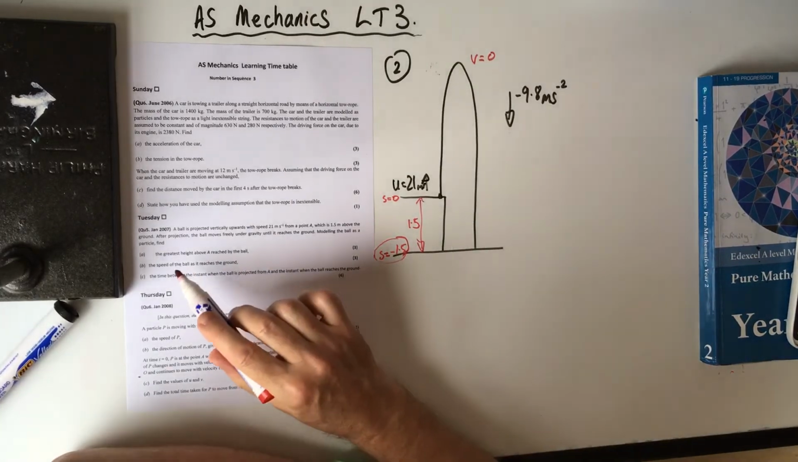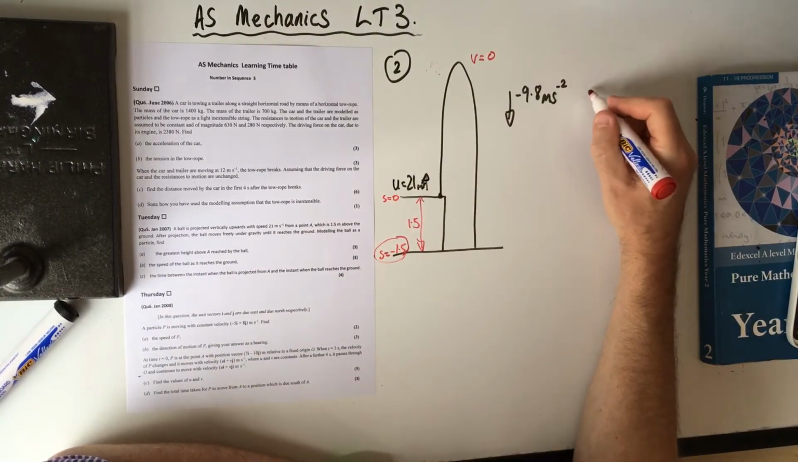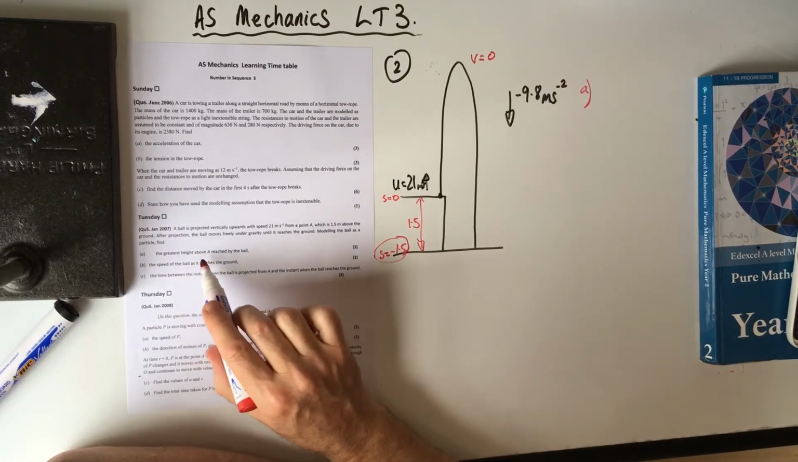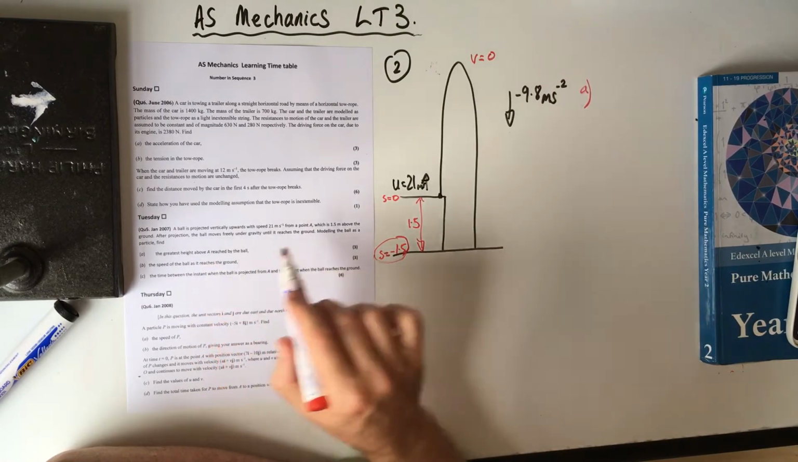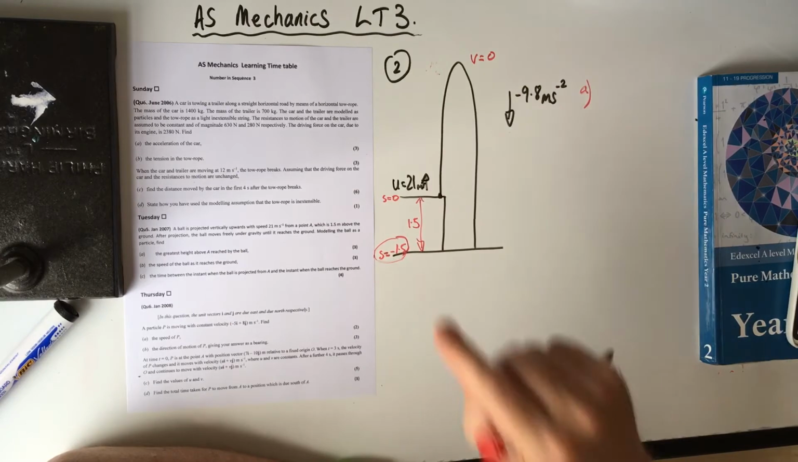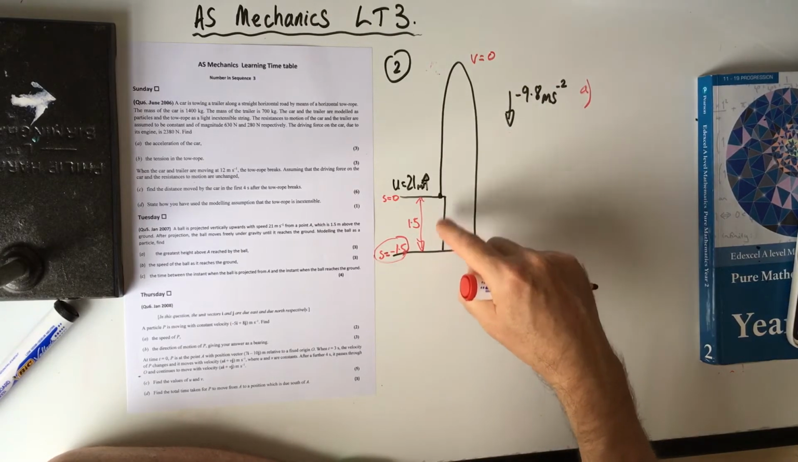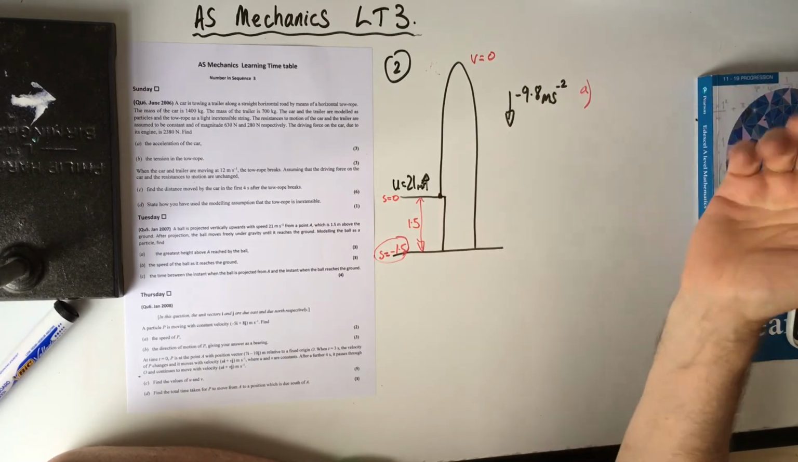All right, so let's go. Part A. The greatest height above A reached by the ball. So it's above the platform, not above the floor, so we don't have to add on 1.5. You always get this question.